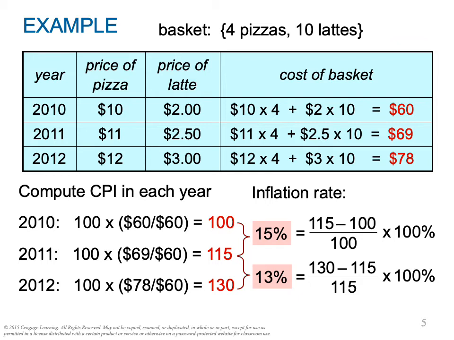We could calculate the inflation from 2010 to 2012, and that would actually be 30% inflation. But if we wanted to calculate an annual rate, which is how it's typically calculated, we would want to look at the inflation going from 2011 to 2012, and it would be 13%.